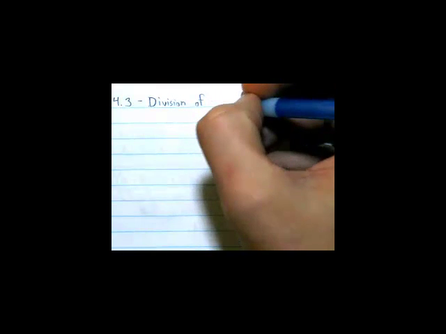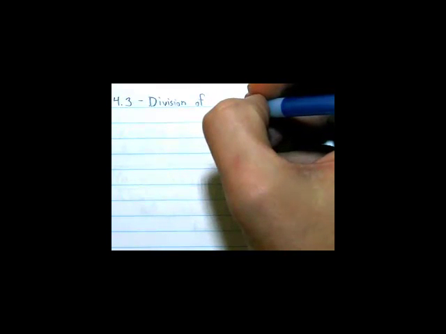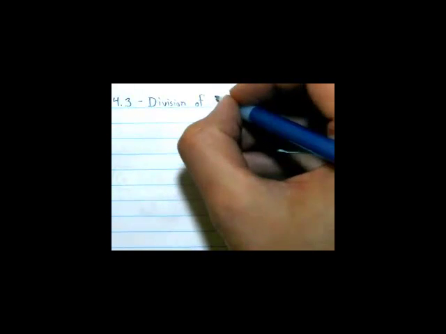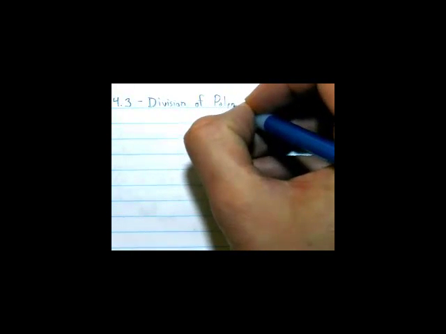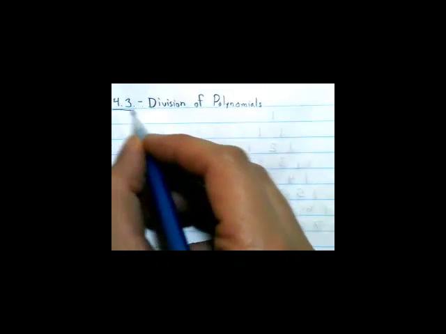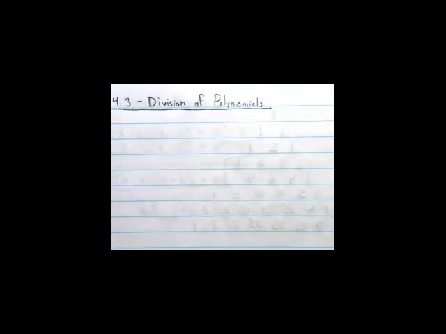All right, so yesterday we were doing some work with polynomials where we added them, we subtracted them, we multiplied them. Today we're going to talk about how we divide them.